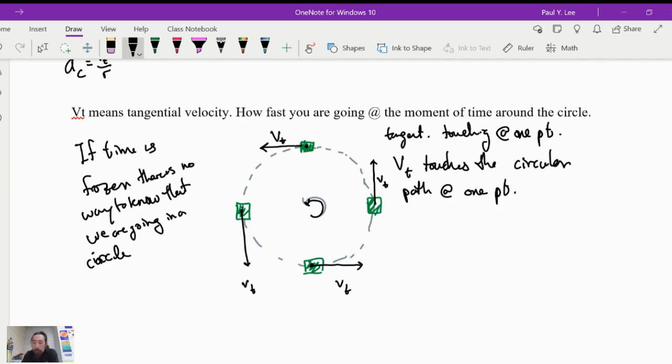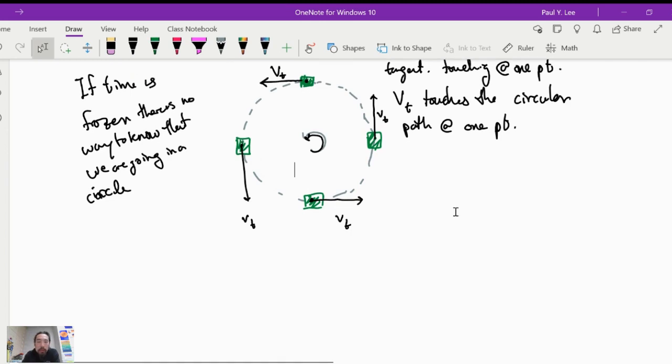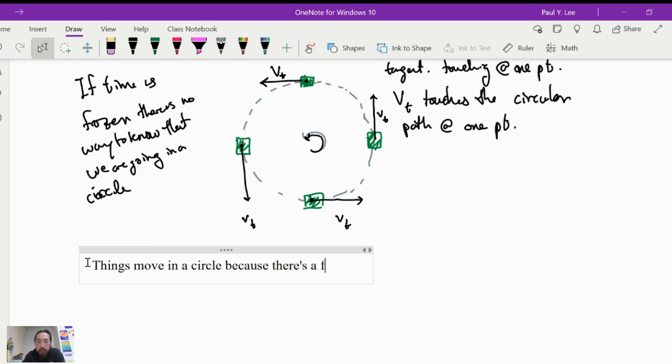Now, here's another important thing. So this whole unit is about why things move in a circle. As a quick reminder, things move in a circle because there's a force.